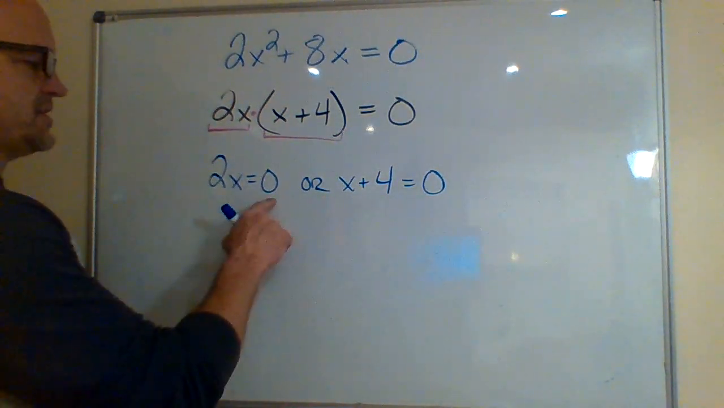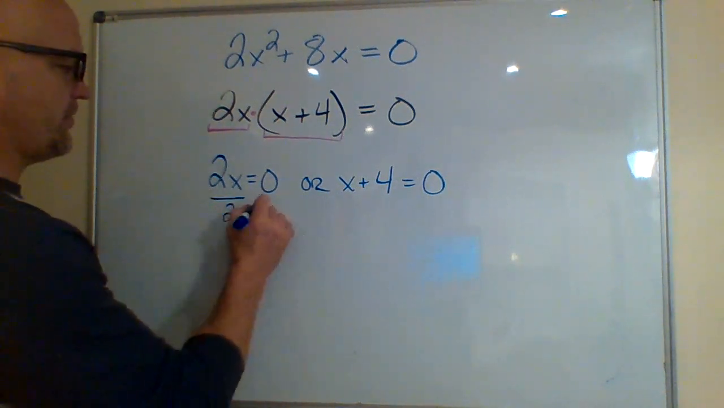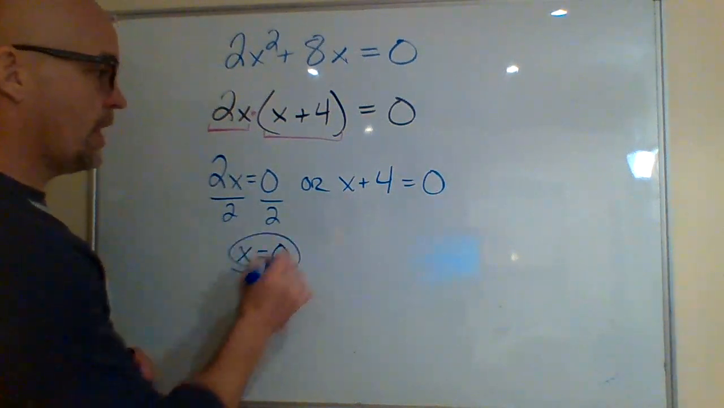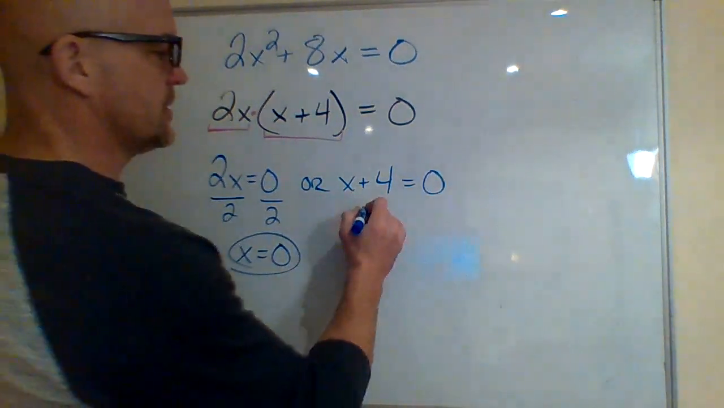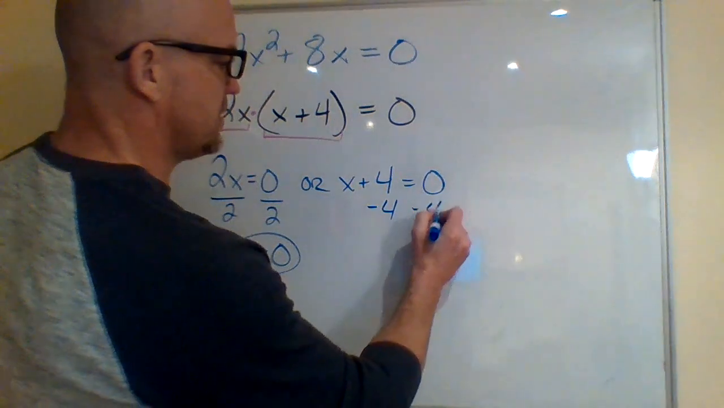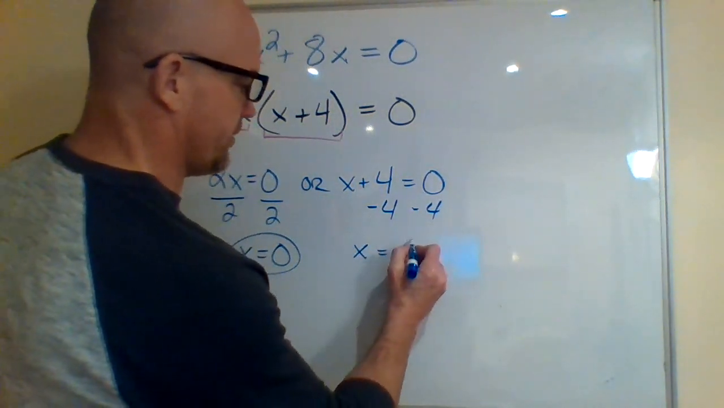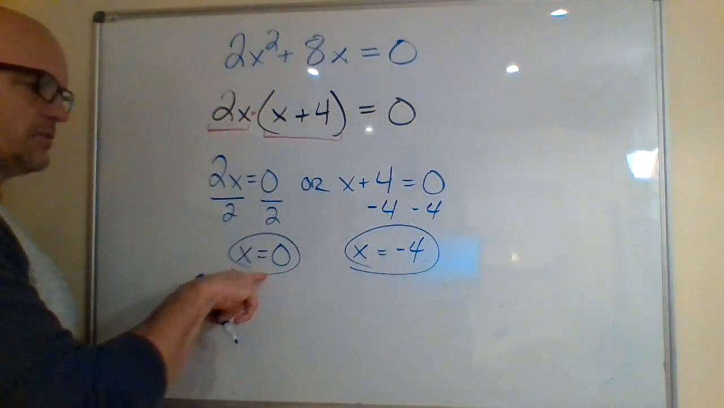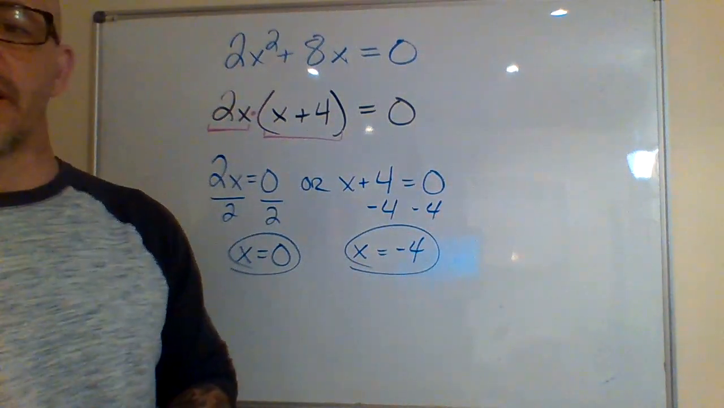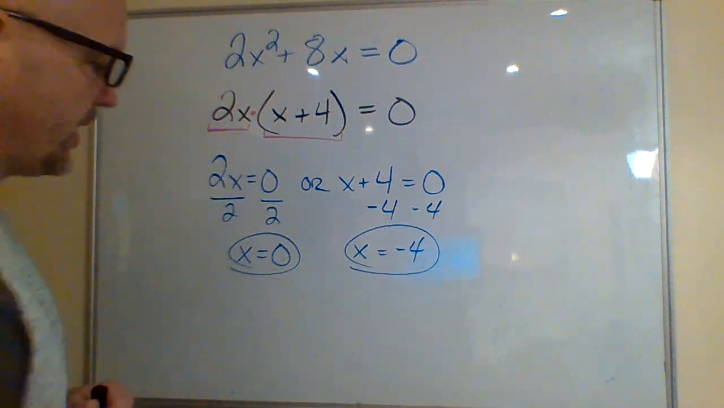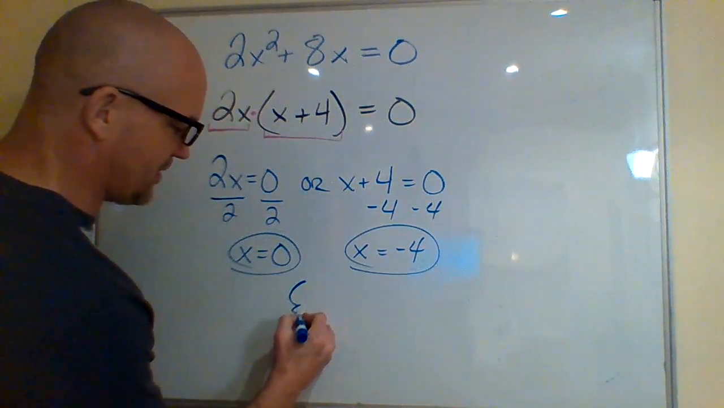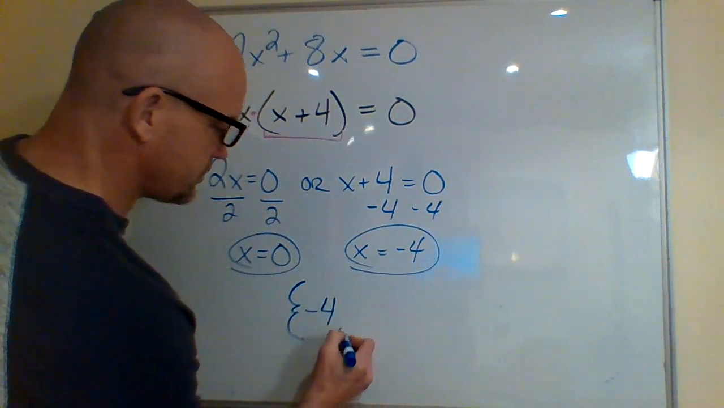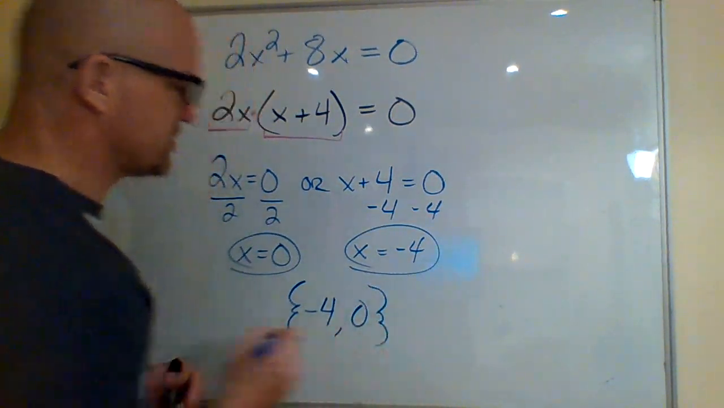What that gives us is two very simple equations that we can solve. So if I solve 2x equals 0, well, that's simple. I'm going to divide by 2, and I'm going to wind up with x equals 0. Or, on the other side, I'm going to subtract 4 from both sides, and I'm going to have x equals negative 4. So my solutions to this is either x has to equal 0 or x has to equal negative 4. And of course, since we're solving an equation, we'll place our solution in brackets. I like to go in ascending order, so I'll put negative 4, 0, and there's my solution set.